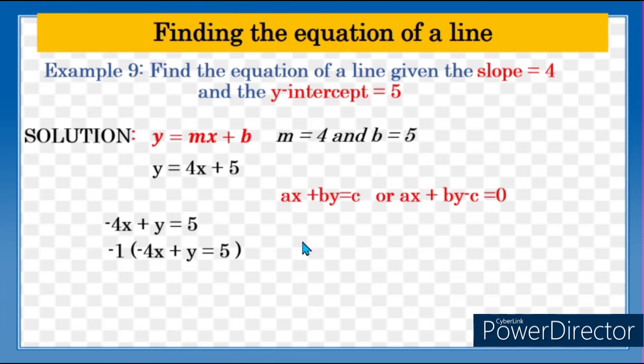So we have negative 1 times negative 4x plus y is equal to 5. So we have negative 1 times negative 4 is equal to positive 4x, and negative y times 1 is equal to negative y, and negative 1 times positive 5 is equal to negative 5. So we have here the equation 4x minus y is equal to negative 5, or if we equate it to 0, magiging 4x minus y plus 5 is equal to 0.